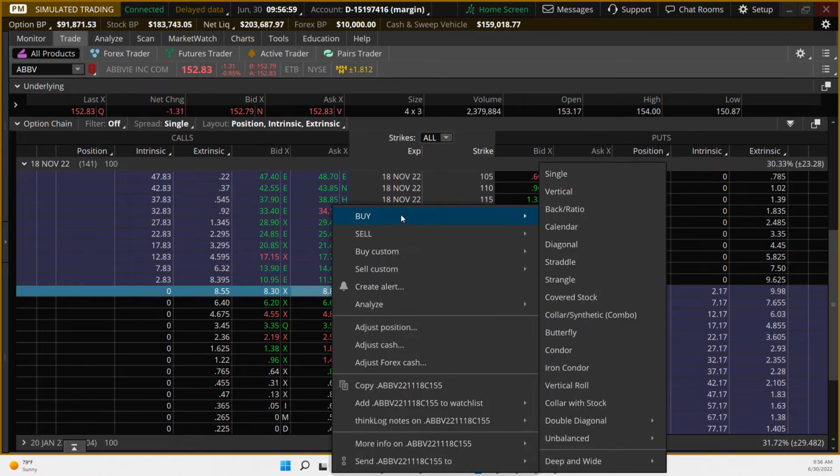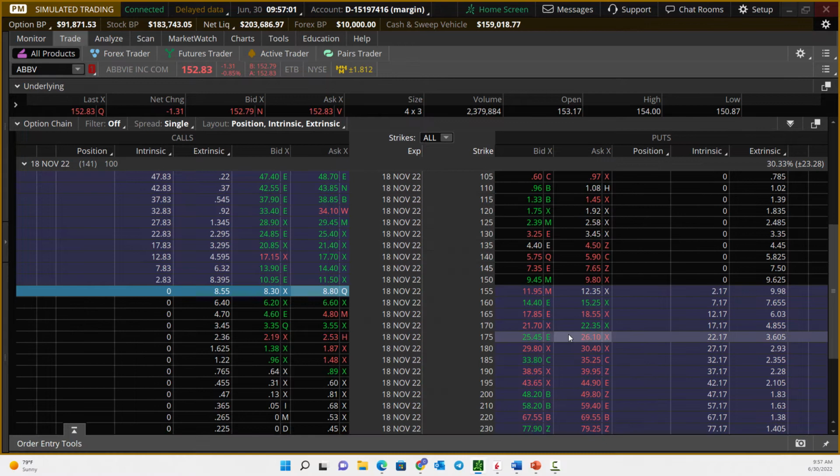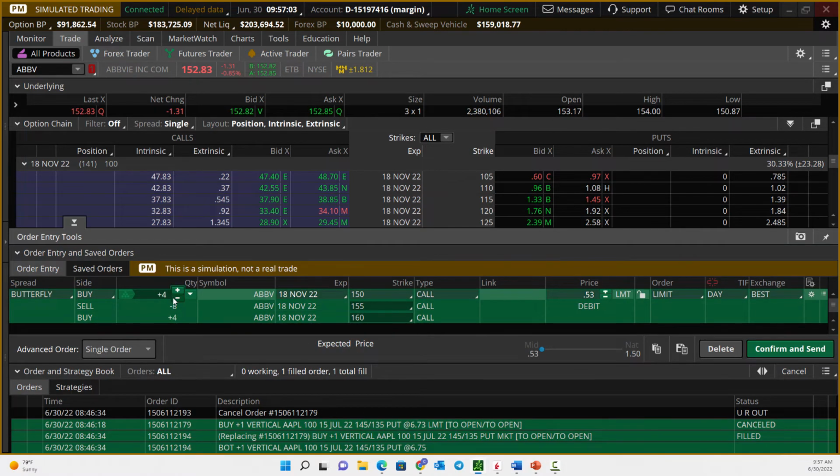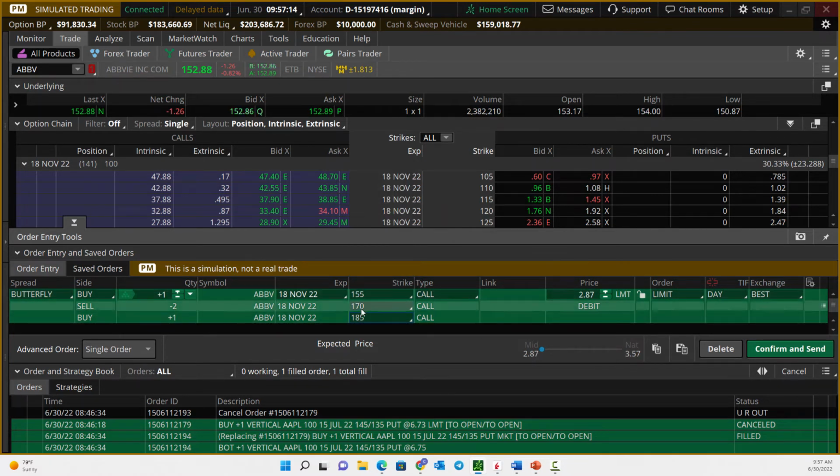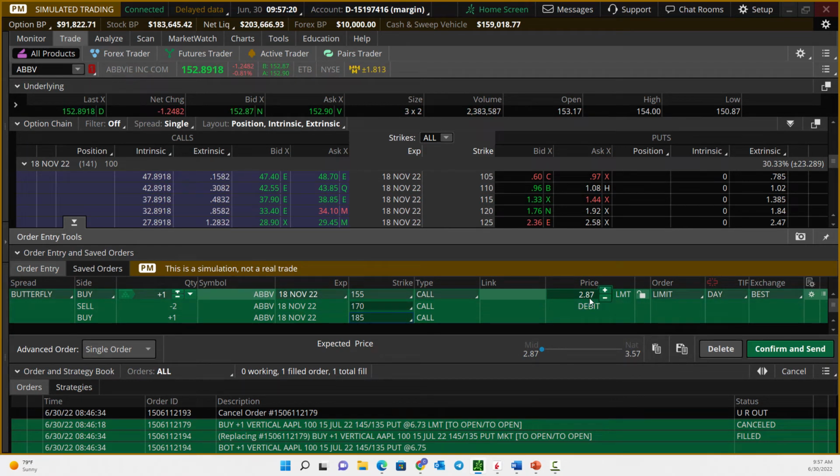Let's build that 155, 170, 185 spread. Okay, so we're going to buy the 155, sell the 170, buy the 185, just a standard 15-point wide butterfly. And look at this. It only costs $287. You see how I said, look, our butterfly is not going to cost us $1,000.